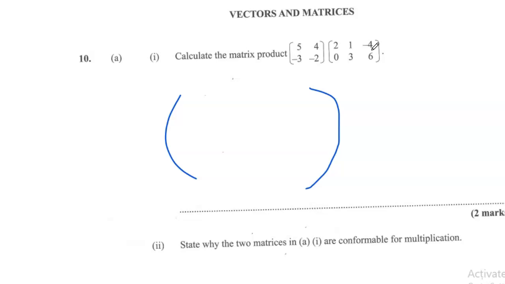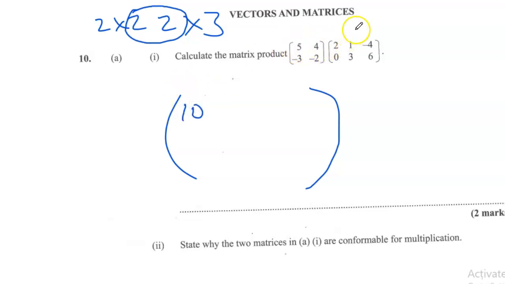By the way, notice the first matrix is a 2 by 2. The other matrix is 2 rows and 3 columns. So you should end up with a 2 by 3 matrix, right? 2 rows and 3 columns, a matrix looking like the second one. So let's apply 5, 4 to 2, 0. So 5 times 2 plus 4 times 0. That's 10. Applying 5, 4 to 1, 3.